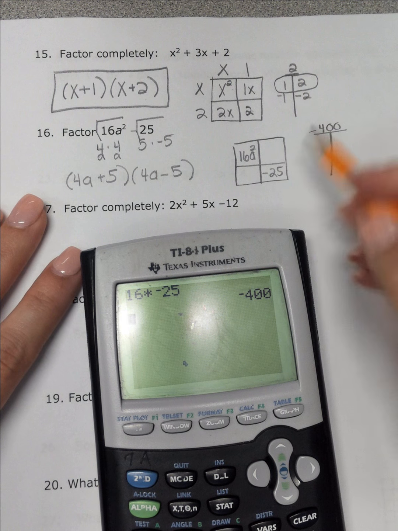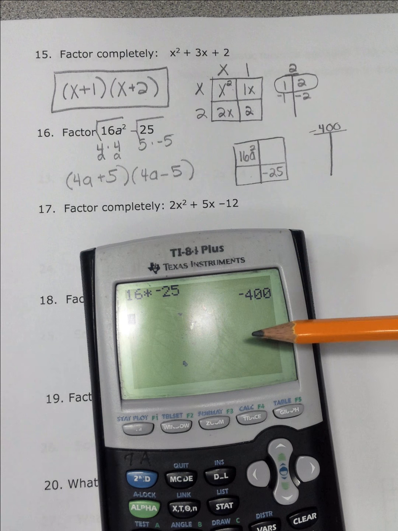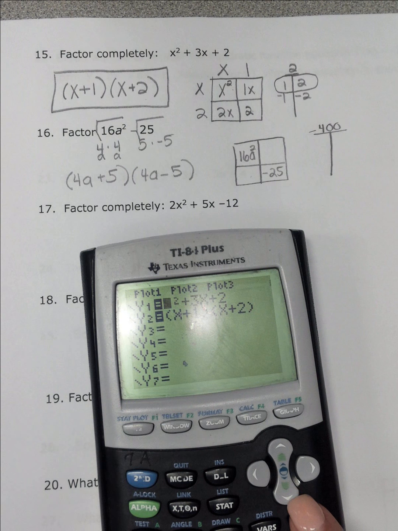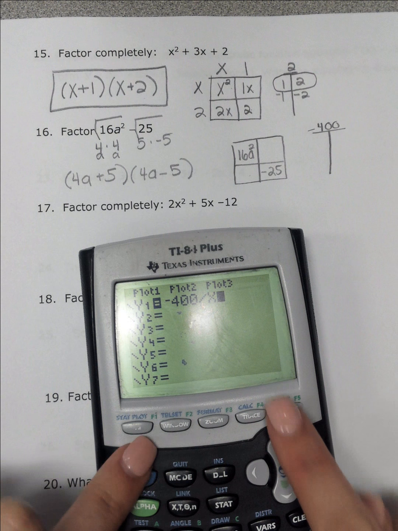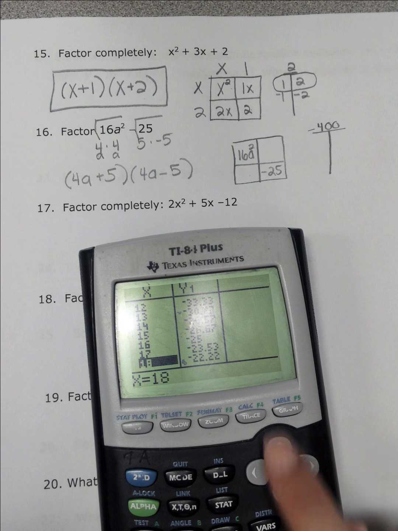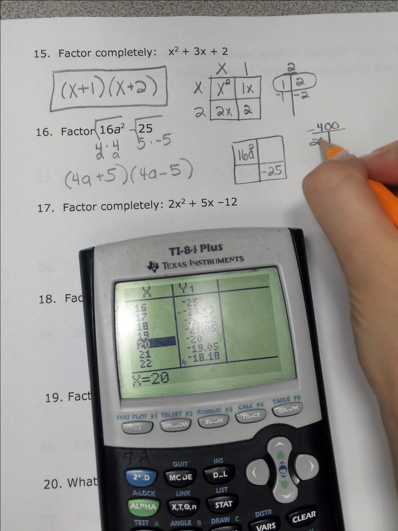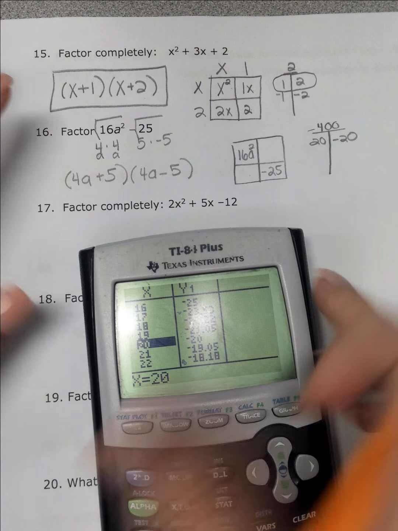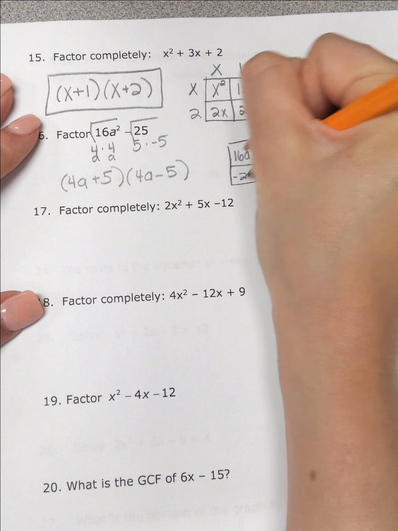And I know I need these terms to cancel out because there's no middle term, nothing that they add up to. So to find your factors, you can take negative 400, whatever number you want, divided by x. And I'm going to need them to cancel out. So what two numbers would cancel out? 16 minus 25? Nope, that's not 0. Ooh, 20 minus 20. Does that equal 0? Yes, it does. So I'm going to put a 20x and a negative 20x.